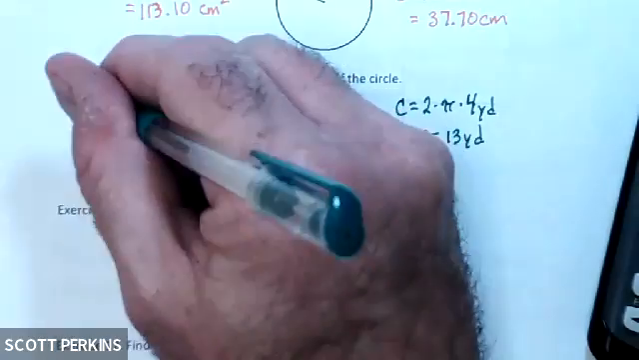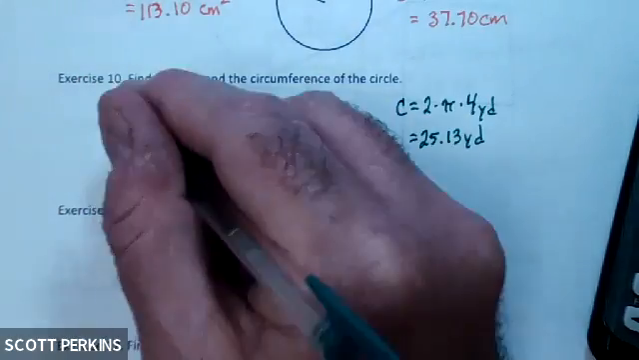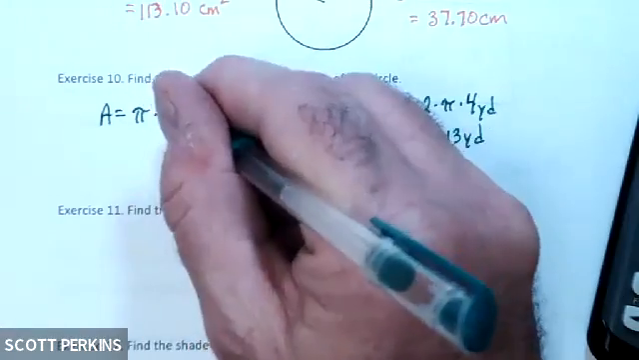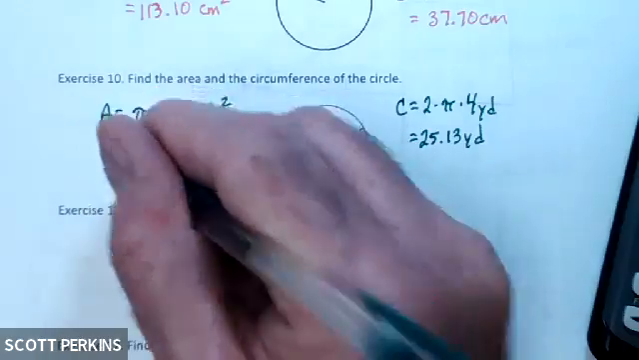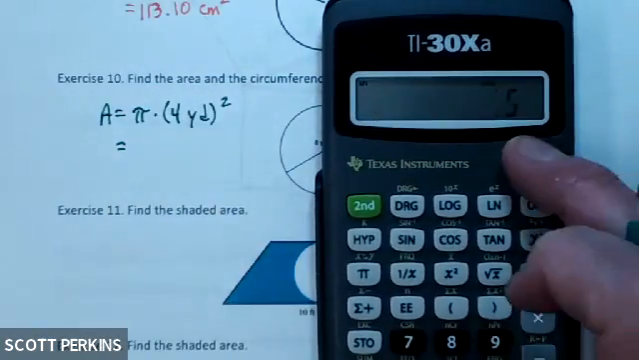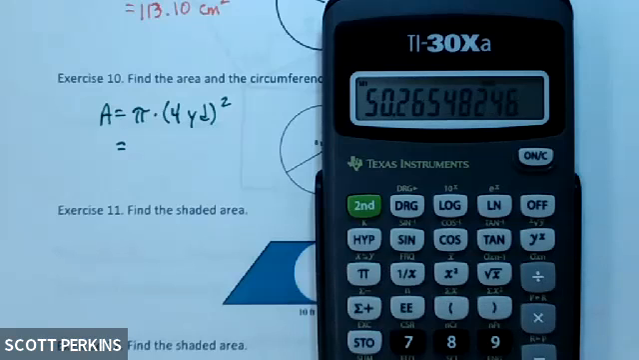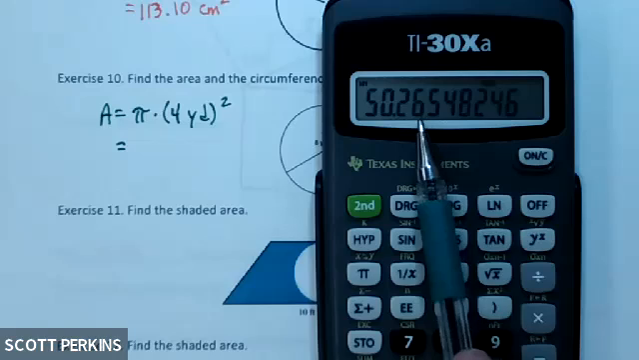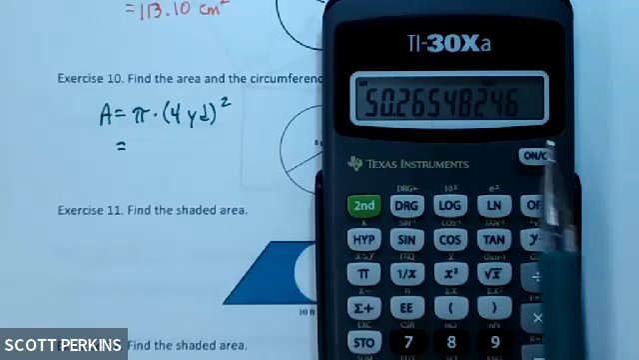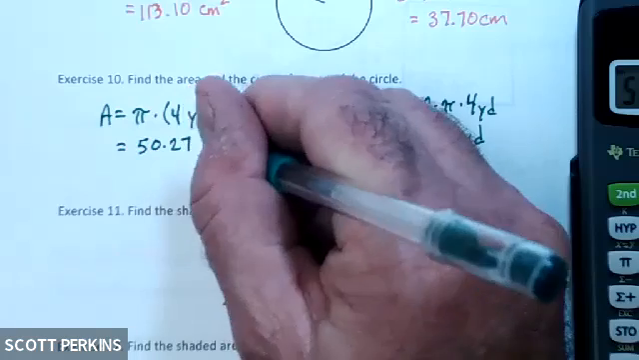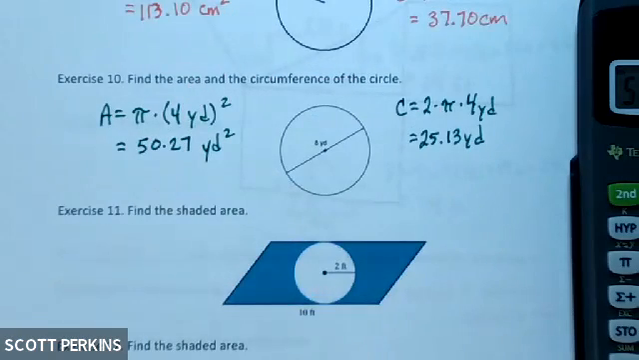So the area of this problem is going to be equal to pi times the radius squared. And you already told me the radius previously. It was 4 yards. So I grab my calculator, 4 squared, 4 times 4 is going to give me 16. And then I'm going to hit the pi key times the pi key, and I get 50.265. And then the rest of it is beyond what I'm concerned about. So when I round this to the hundredths, the 0.26 becomes 0.27. So I've got 50.27 yards squared.